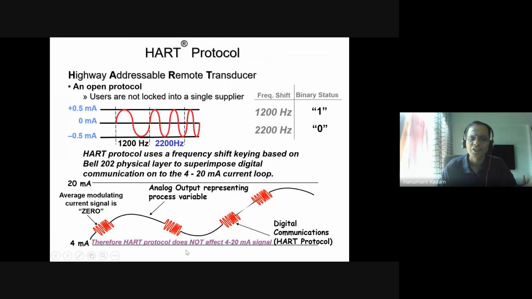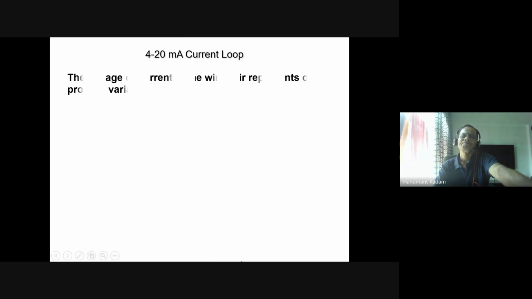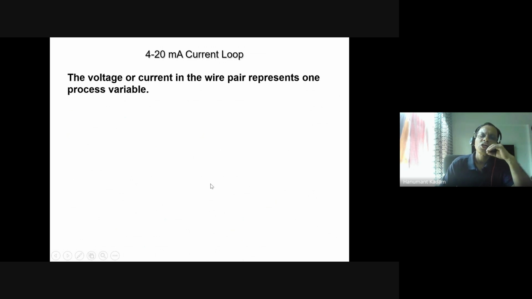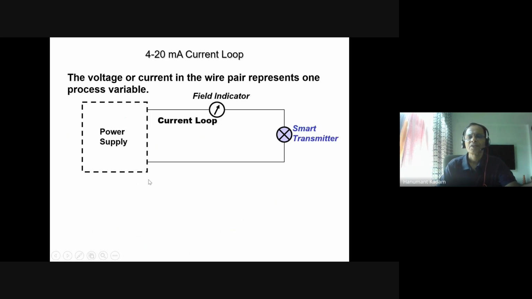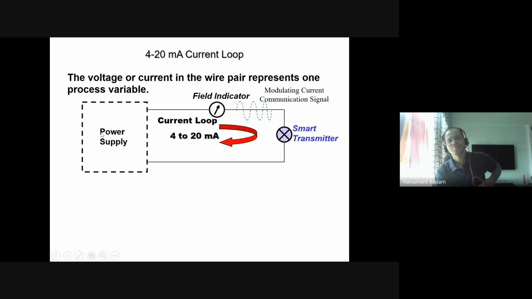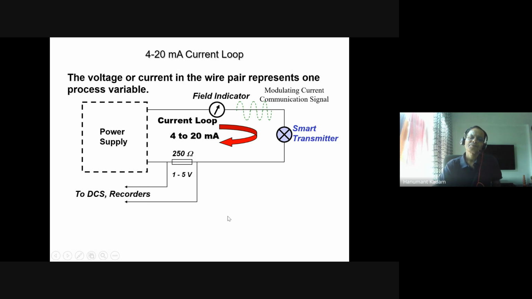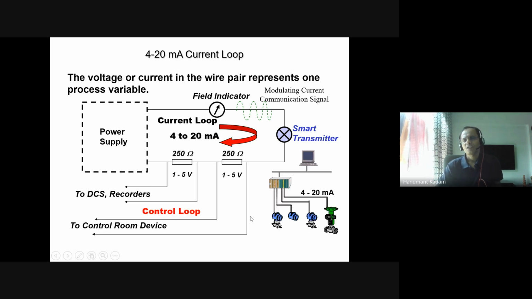Therefore, the HART protocol does not affect the 4 to 20 milliampere current signal. The voltage or current in the wire pair represents one process variable. So this is a current loop: field instruments with modulating current signal and smart transmitter. This we have seen. Like this, in the DCS the controller and these devices are connected.